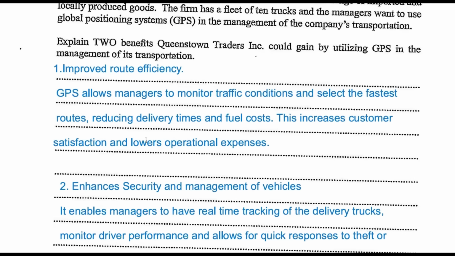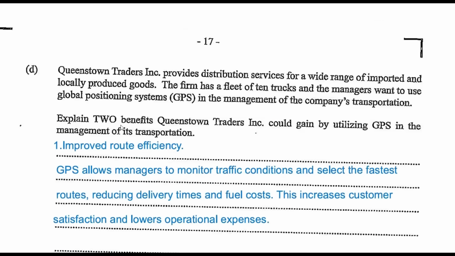Time to move on to part D. Now, part D. Again, they made mention of GPS systems in brackets as you guys are seeing there. It stands out, but let's see what they are saying. Queenstown Traders Incorporated provides distribution services for a wide range of imported and locally produced goods. The firm has a fleet of 10 trucks and managers want to use GPS in the management of the company's transportation. Explain 2 benefits that they can gain by utilizing GPS in management of its transport.